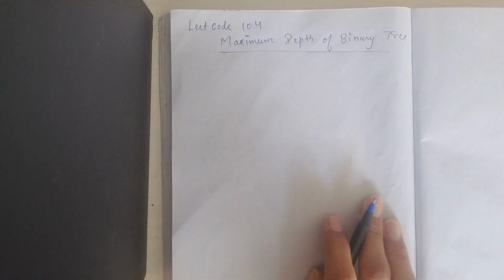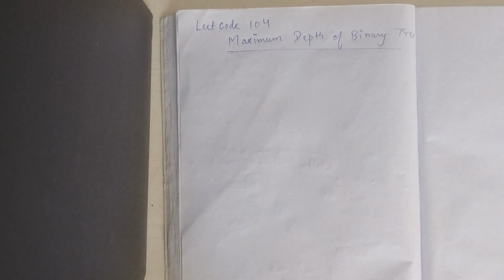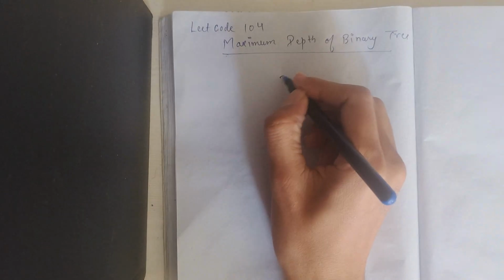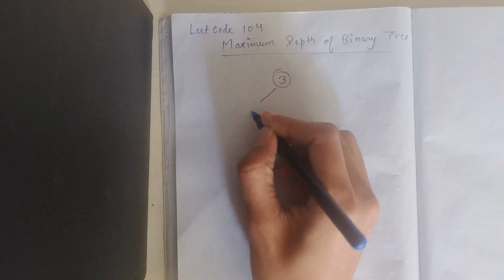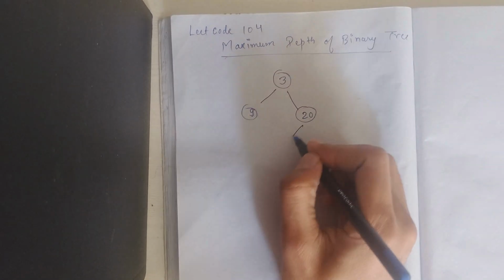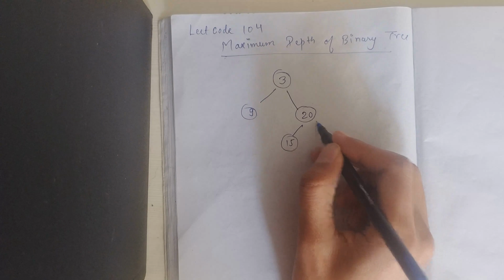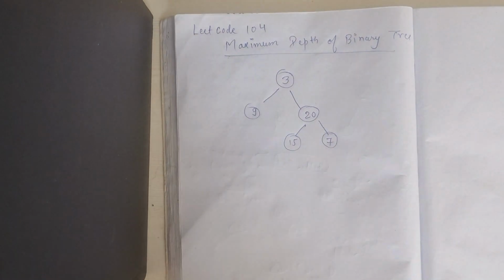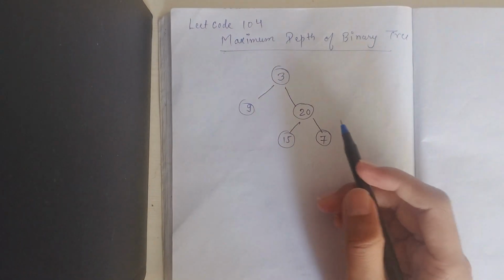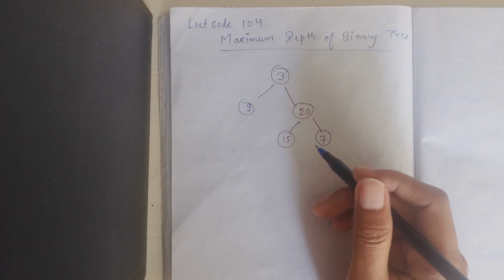In this video we are going to solve LeetCode problem number 104, maximum depth of binary tree. Let's assume we have a binary tree 3, 9, 20, 15 and 7. We need to find the maximum depth of this tree. Now what is maximum depth?